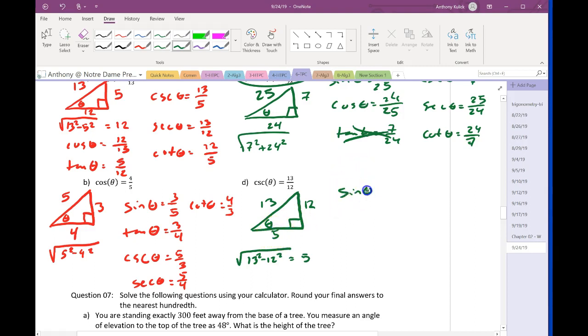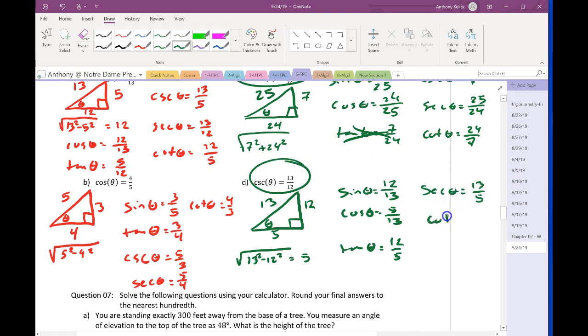So sine, I know, is the reciprocal of cosecant. Cosine is adjacent over hypotenuse. Tangent is opposite over adjacent. Already did cosecant, it's already right here. Secant theta is the reciprocal of cosine, and cotangent theta is the reciprocal of tangent. We're all done with those.